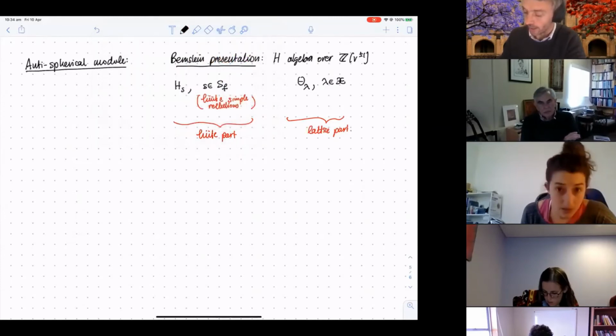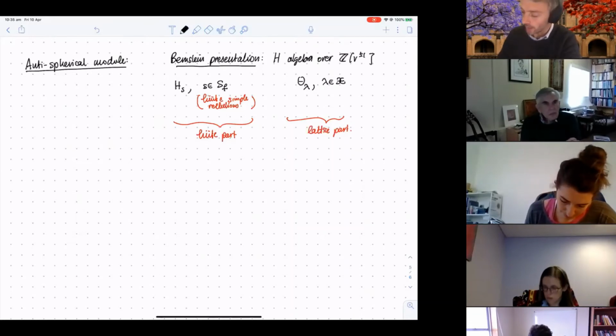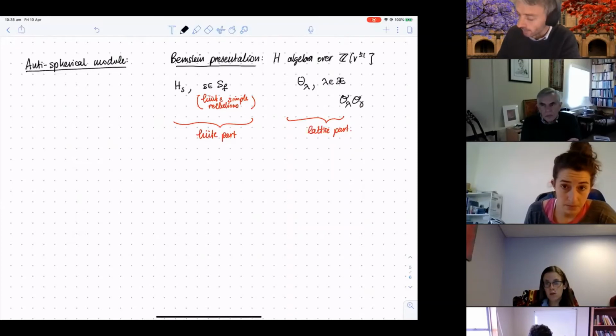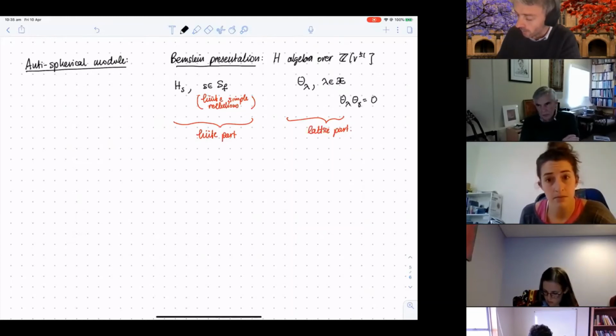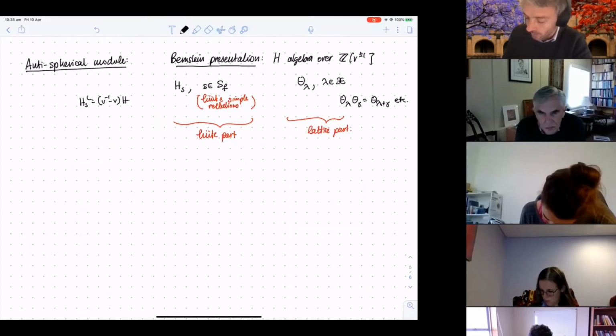So this is just the finite Hecke algebra, and this is just isomorphic to the group algebra of this lattice. So we have theta lambda theta gamma equals, whoops. And over this side, we have something like HS squared equals (V inverse minus V) HS plus 1.